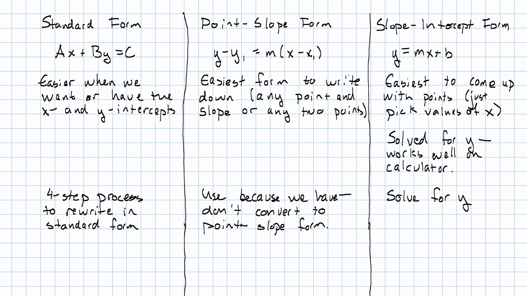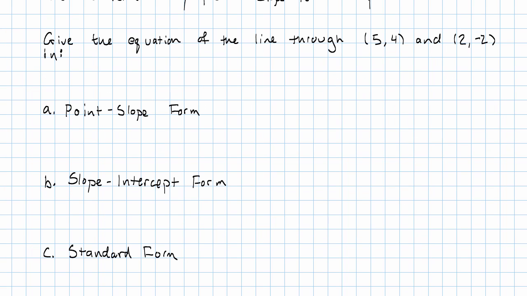So let's see an example where we might want to convert between different forms of lines. Let's say we want to give the equation through the points 5, 4 and 2, -2 in each of our three forms. The easiest form to write down is the point-slope form, so we're going to do that one first. To write down the point-slope form, we find the slope and pick a point. So we'll start by finding the slope.